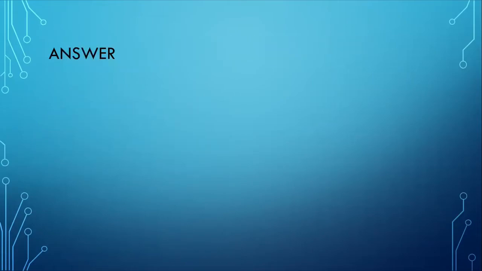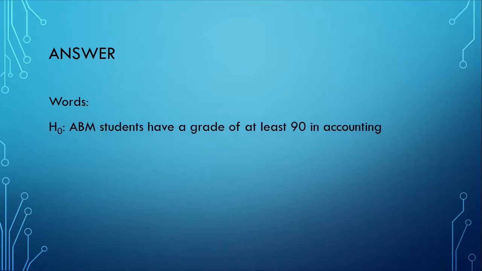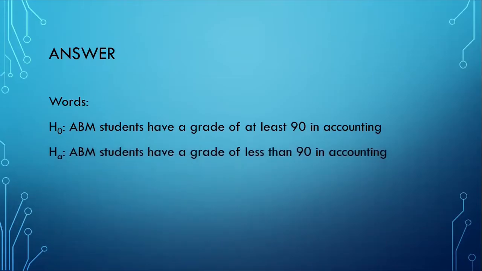Therefore, we can write the hypothesis now, in words, as: the null hypothesis is that ABM students have a grade of at least 90 in accounting, and our alternative hypothesis is that ABM students have a grade of less than 90 in accounting. In figures, we can write that as the null hypothesis P is greater than or equal to 90, and the alternative hypothesis P is less than 90.